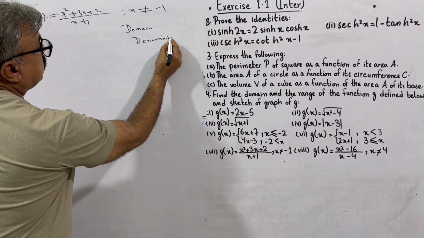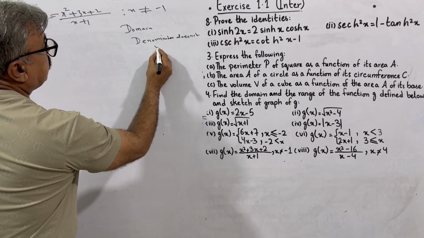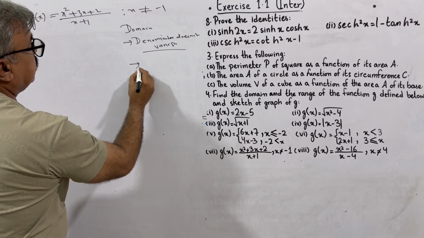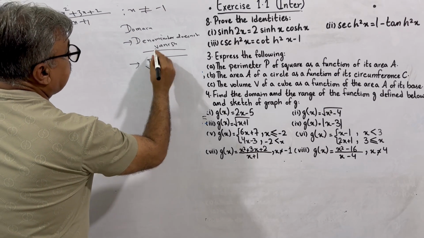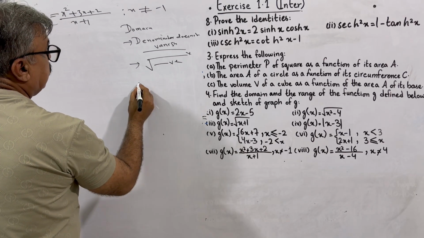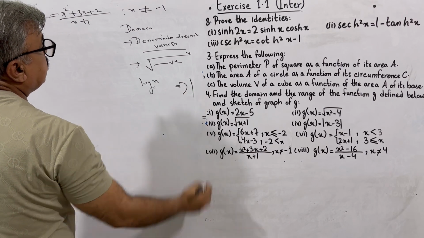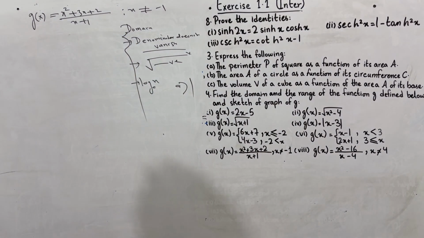Denominator does not vanish. Vanish means does not become 0. The denominator does not become 0. Second, no negative result occurs in a square root. It is not allowed. Third, for log ax, a must be greater than 1. These 3 things we have to respect for domain.